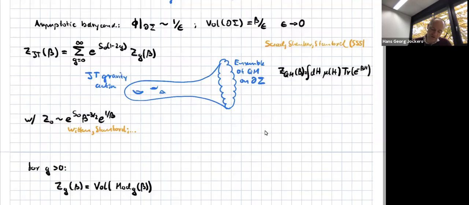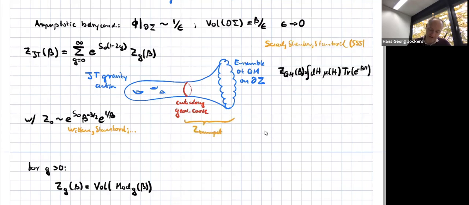So we can do the following. We can now cut the surface along a geodesic closed curve. So cut along a geodesic curve. And then there are two contributions here. One is called the trumpet.